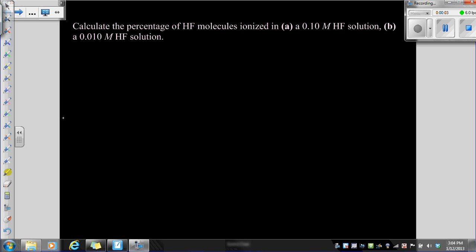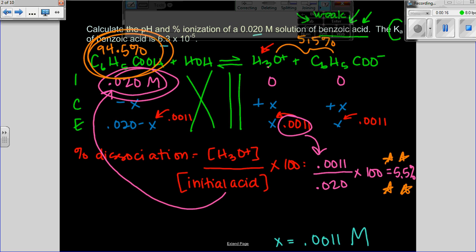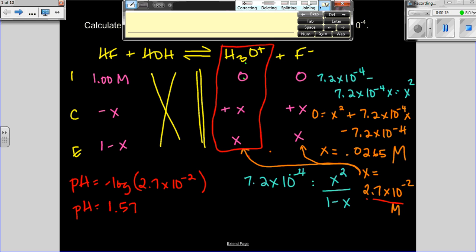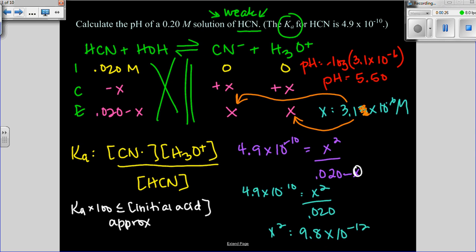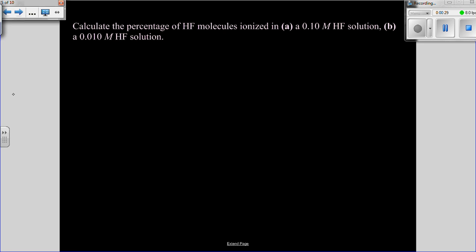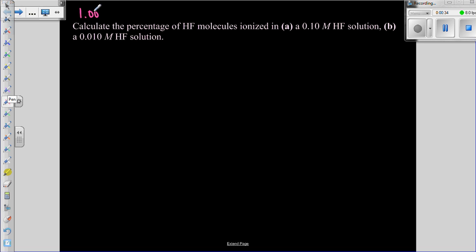This video is going to show you how to calculate percent dissociation, and we're going to use hydrogen fluoride. We did an earlier problem where we used a 1 molar solution of hydrogen fluoride, and we got 2.7 times 10 to the negative 2 as our hydronium ion concentration. I want to use that as a comparison. So this was if we had a 1 molar solution of HF.